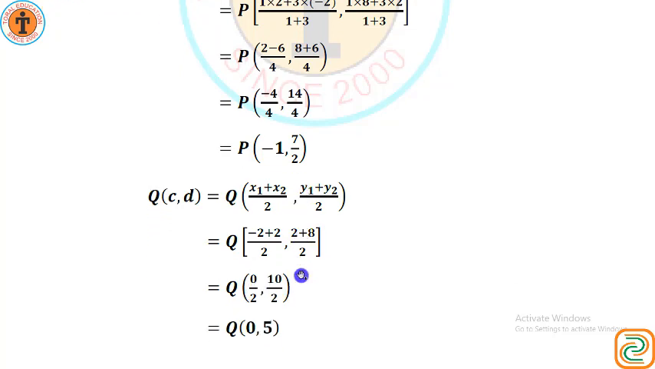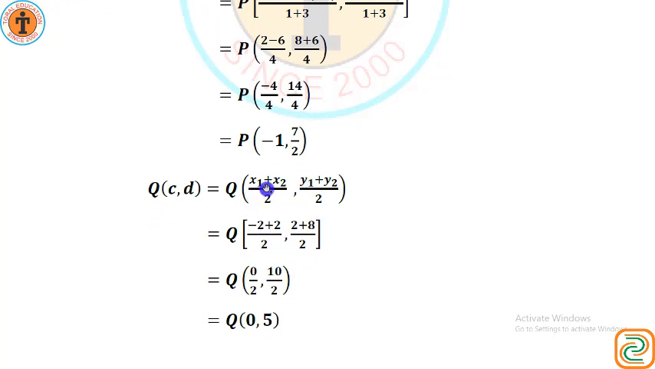Q is the midpoint. So I have taken here x1 plus x2 by 2 and y1 plus y2 by 2. Minus 2 plus 2 upon 2, 2 plus 8 upon 2. That is 0 upon 2 and 10 upon 2. So we have got here Q(0, 5).